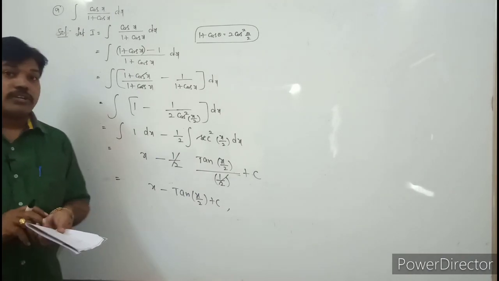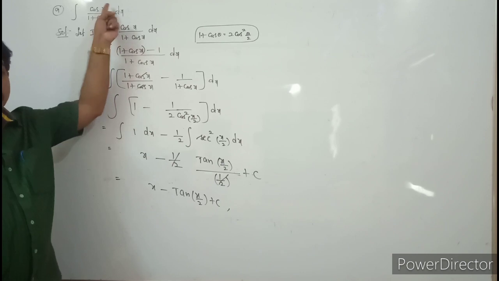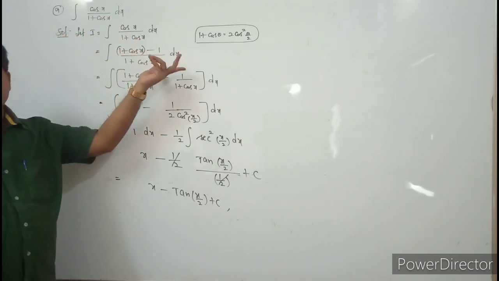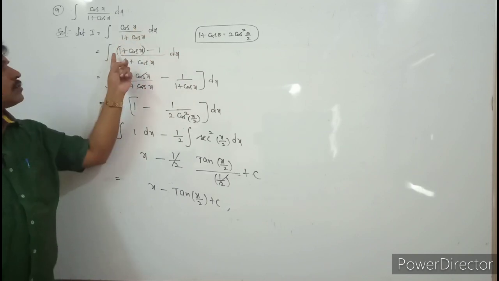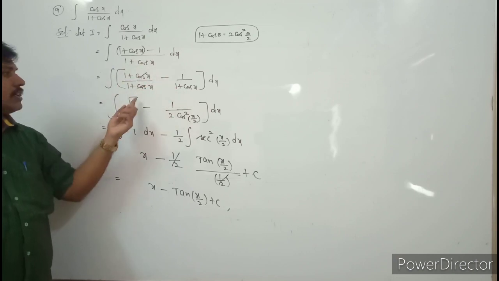See that step, students, once again. Cos x by 1 plus cos x. How can you write this? 1 plus cos x minus 1. Nothing will happen, so minus 1 and plus 1 will be cancelled. You will get the cos x only. So 1 plus cos x minus 1 by 1 plus cos x. Separate the terms and simplify that.